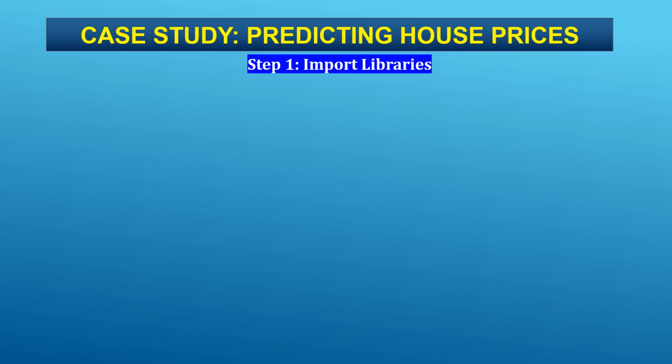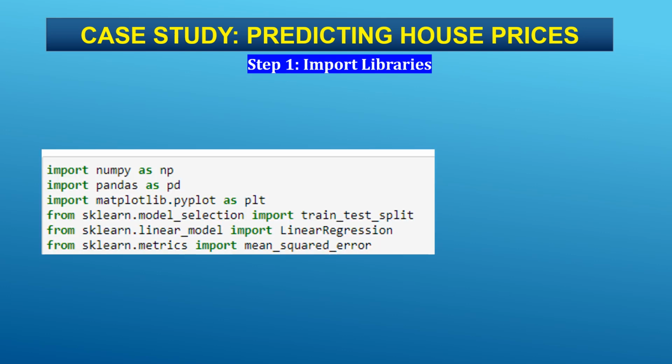Case study: predicting house prices. Step 1: import libraries. We need to import several libraries that will help us create the dataset, manipulate it, build a predictive model, and evaluate the model's performance. First, we need to import the necessary libraries. NumPy is used for numerical operations, pandas for data manipulation, and matplotlib for plotting graphs.